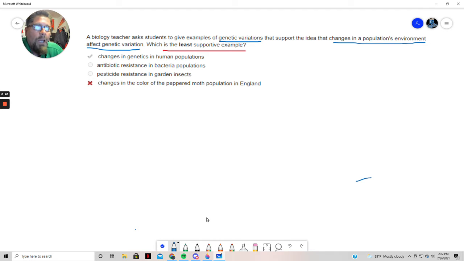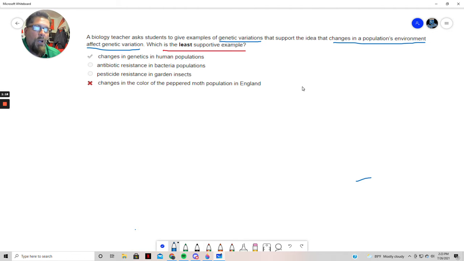showcase or highlight the fact that changes in a population's environment can affect genetic variation. But then it says pick the one that's the least supportive example, and that phrase, supportive example, is a tough one to understand. But what it's really asking is to pick the one that does not showcase directly how environment can affect change in a population. So we'll go through each of these.